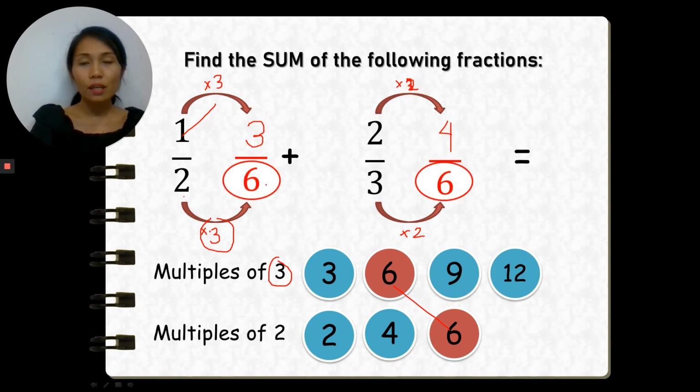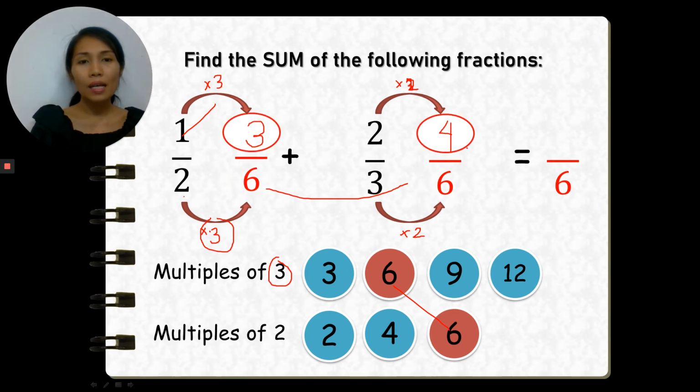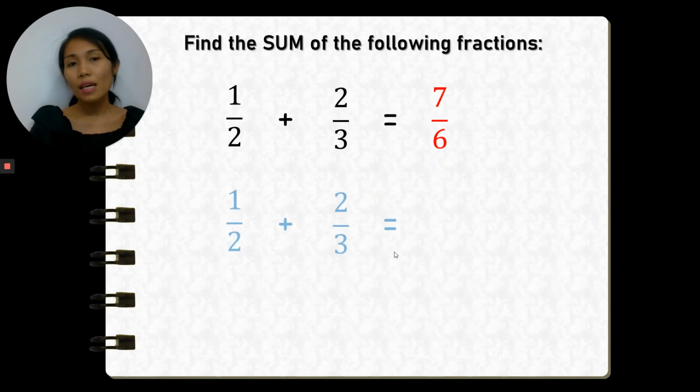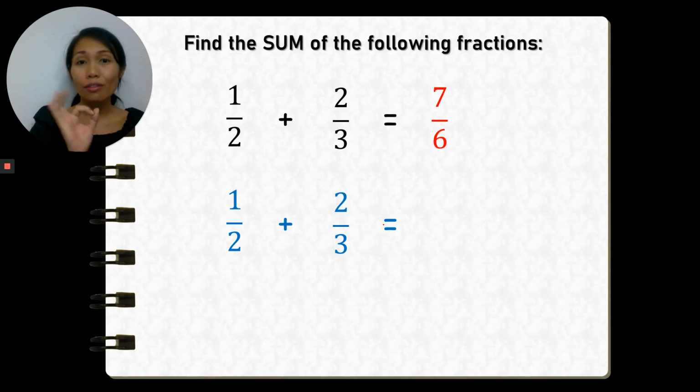Now you see we have our new like fractions already. Now we just copy the denominator here, 6. And then 3 plus 4 for our numerator, that is 7. So we got 7/6 as our answer. Now since we got 7/6, let's see if our answer is correct. Okay, but before checking our answer, I'm going to teach you the third method.